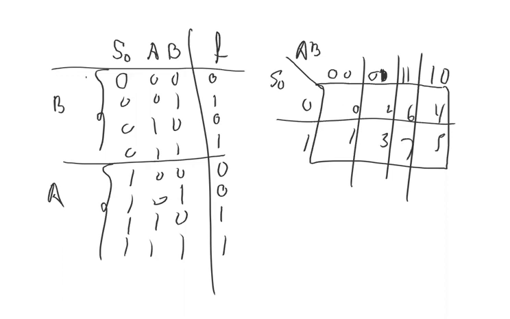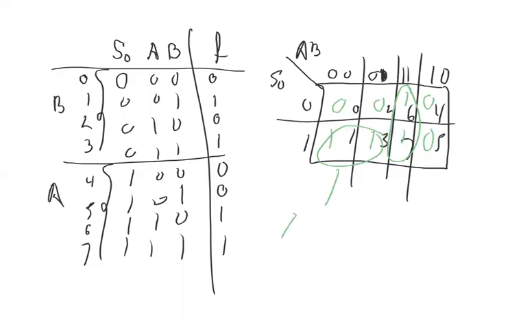Number your KMAPs, number your truth tables, 0, 1, 2, 3, 4, 5, 6, and 7. Now it looks like there's going to be ones for row 1, 3, 6, and 7. And now all the rest are 0. And now I can do my looping. And then I got A prime S0 or A B. Is that all right? I guess it's all right.